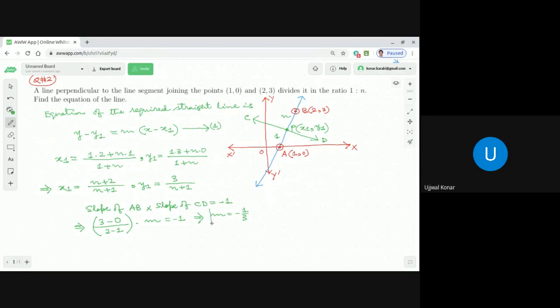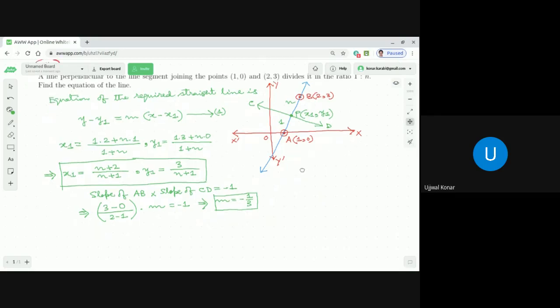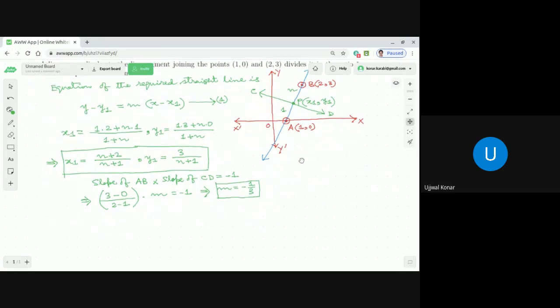Now the value of m, that is -1 by 3, and the values of x1 and y1 we can apply in equation 1, to get the desired equation. So in this equation, we are going to apply the values of x1 and y1 as we obtained.